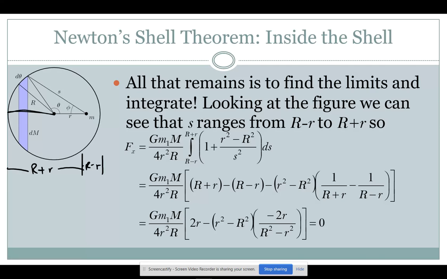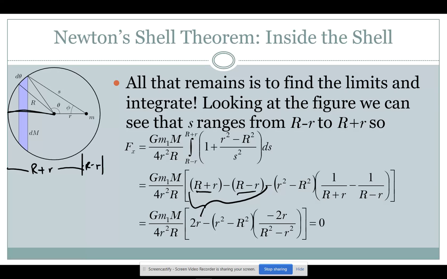Now we already did the integral before. So here I'm showing now putting in the limits for the integral. So here's the upper limit minus the lower limit. Well, capital R plus lowercase r minus capital R minus lowercase r. The capital R minus capital R subtracts out. Lowercase r minus a negative lowercase r gives me 2r. So I have 2r for that first set. So these here combine to give me 2R.